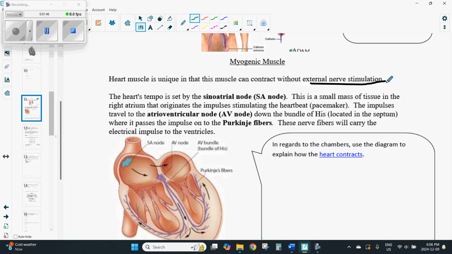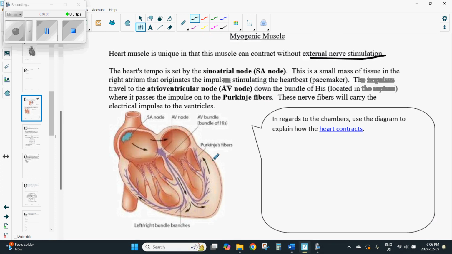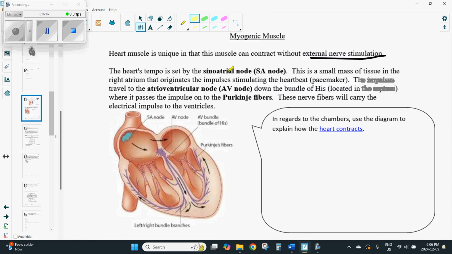Yes, we do have hormones that are going to help increase and decrease heart rate, but the heart itself can pump on its own because of the different nodes that are located within the heart. So let's talk about how the heart is actually pumping. So the heart's tempo is set by the sinoatrial node, also known as the SA node. So this is our first important concept.